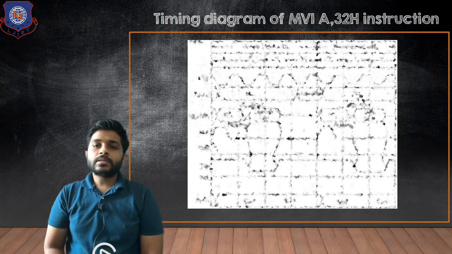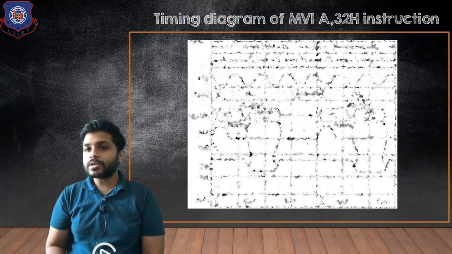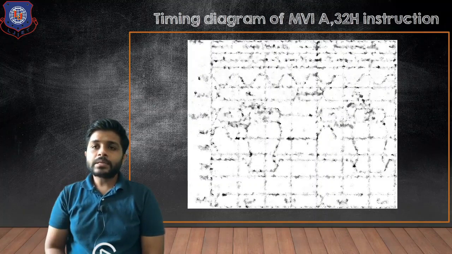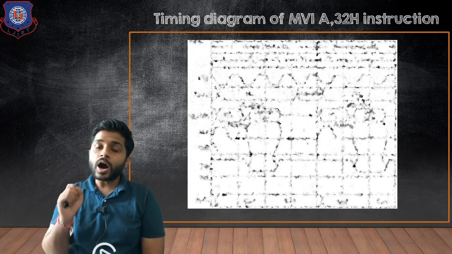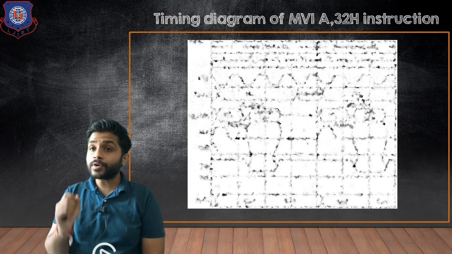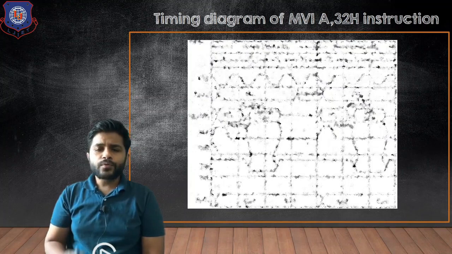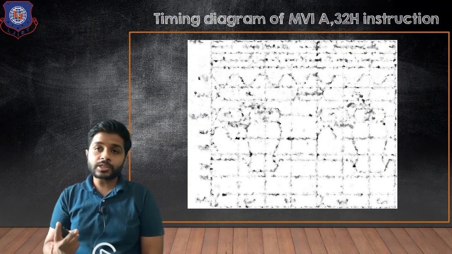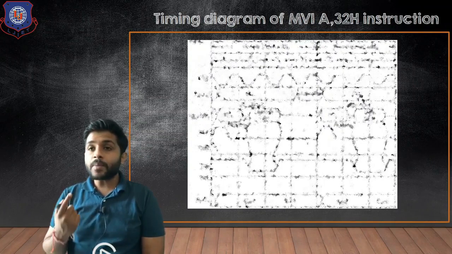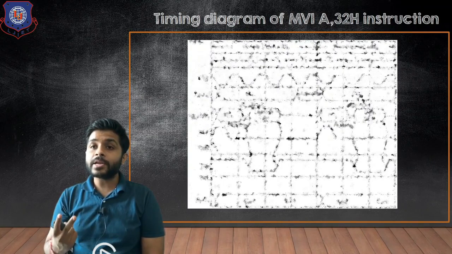So now let's see how to draw timing diagram of instruction. We are going to see the timing diagram of the instruction MVI A, 32H. Now to attempt the timing diagram question, the first thing that you need to understand is how many machine cycles are required for that particular instruction. For example, in the case of MVI A, 32H, there will be two machine cycles. The first one will be opcode fetch and the second one is memory read.